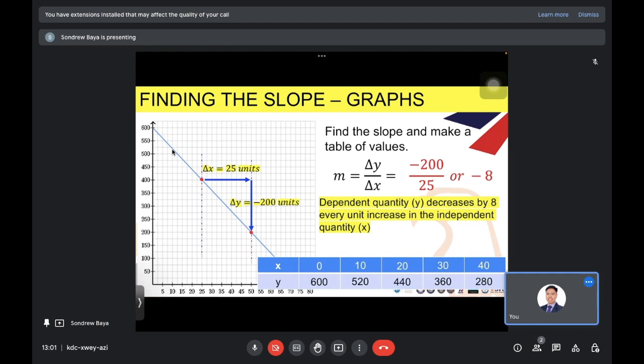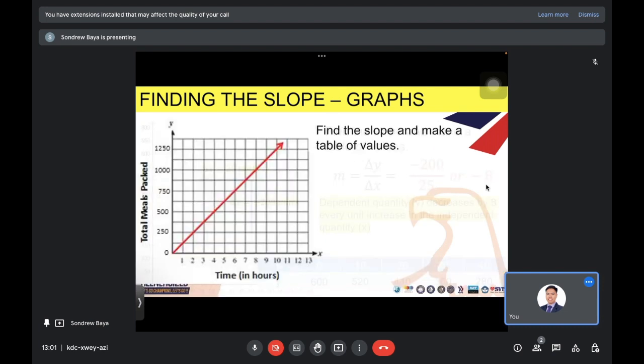Now, if we create a table of values for this: 0, 600; 10, 520; 20, 440, meaning your y decreases by 8, 10 times for this, 20 times for this, 30 times, 40 times. Because this negative 8 is a decrease in the y for every unit increase in the x. Similarly, find the slope and make a table of values.